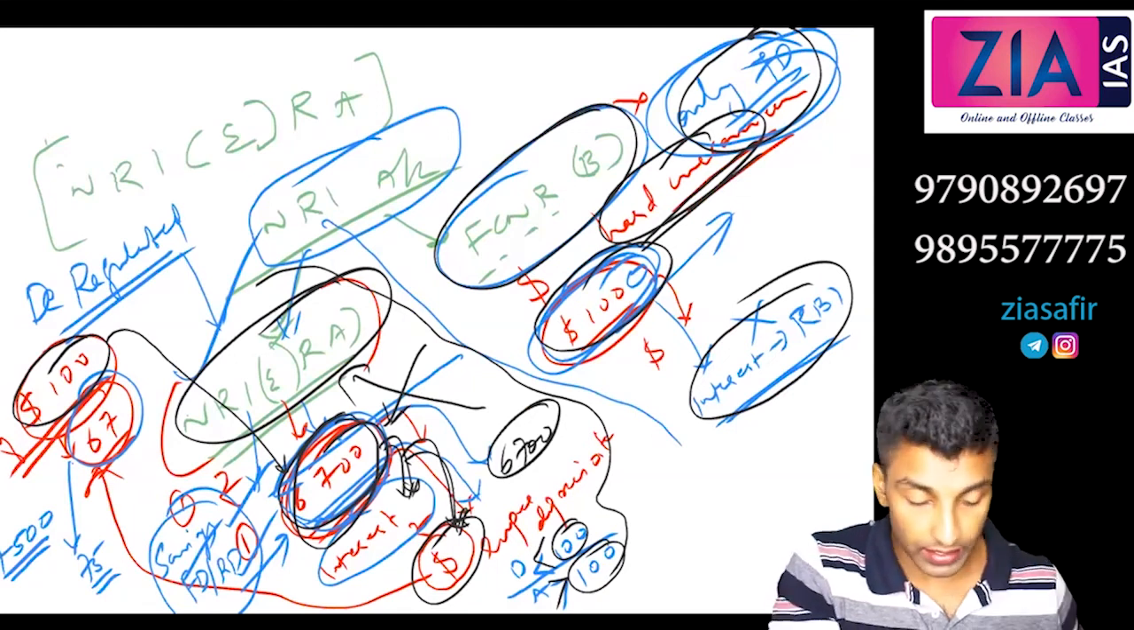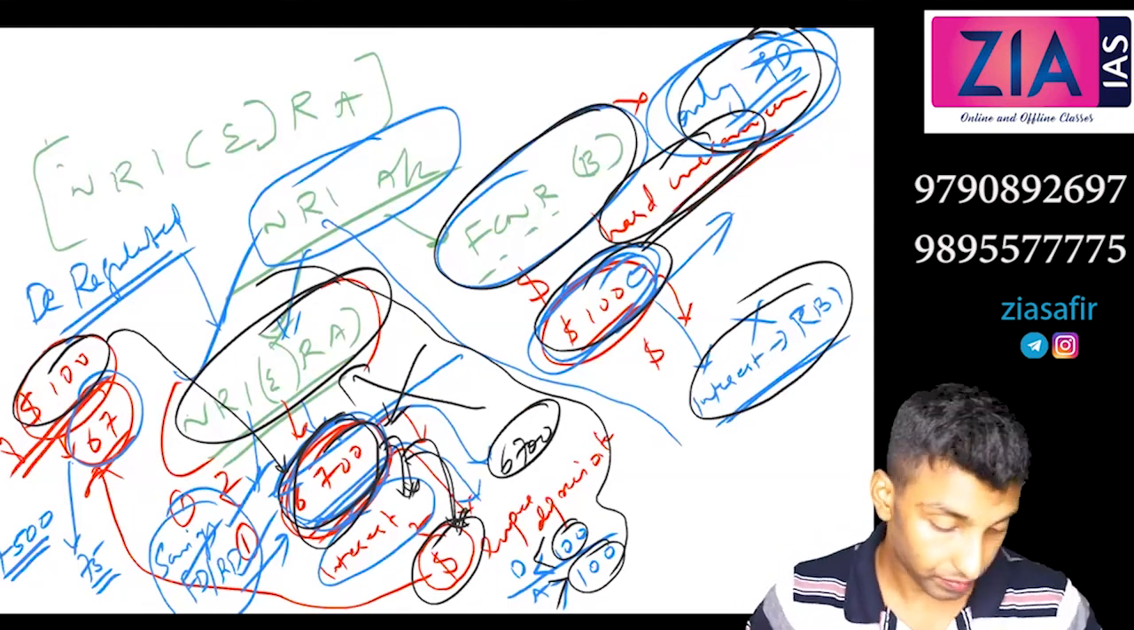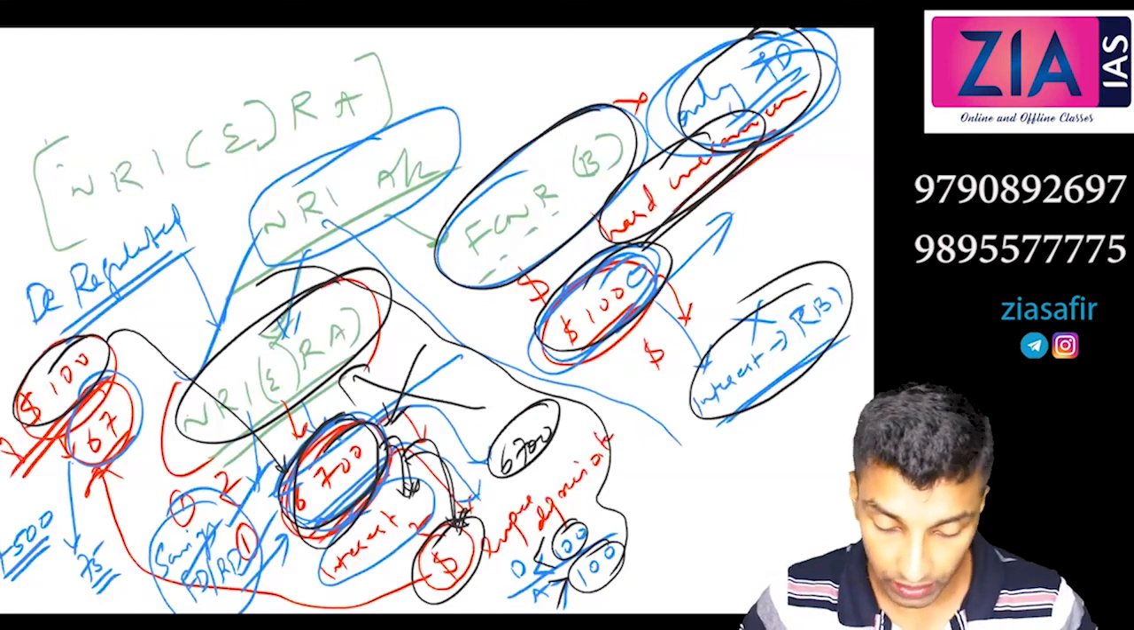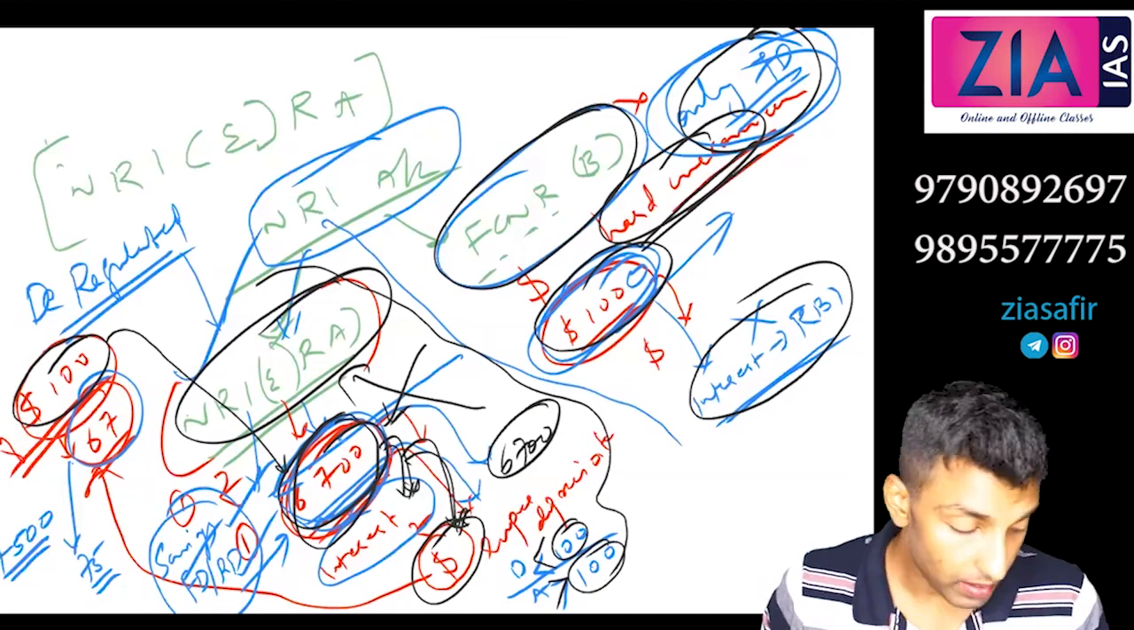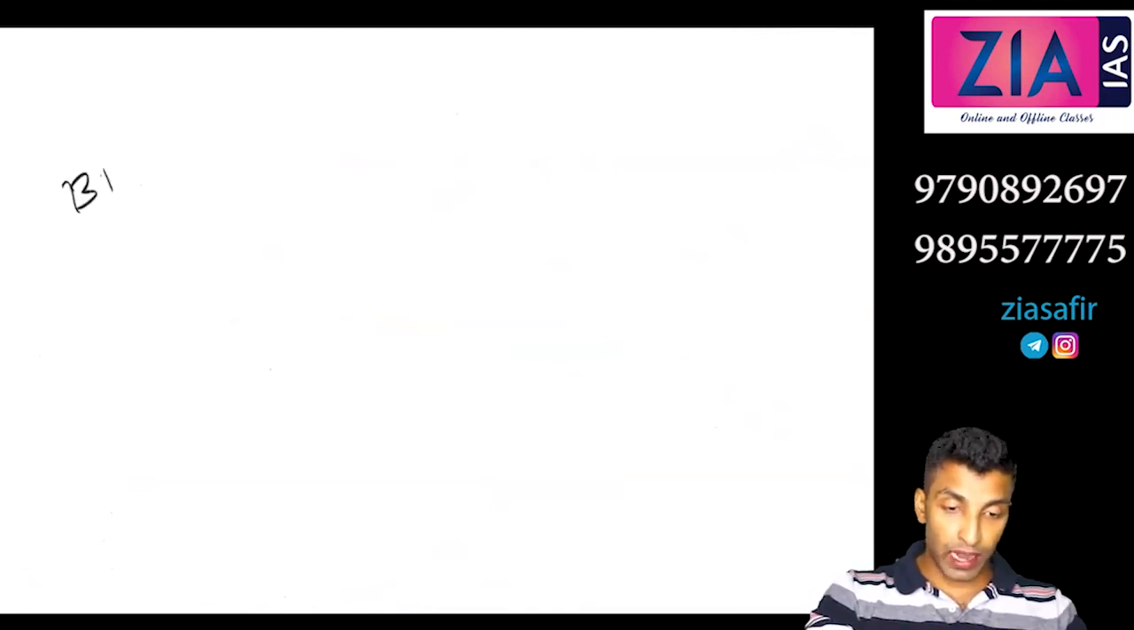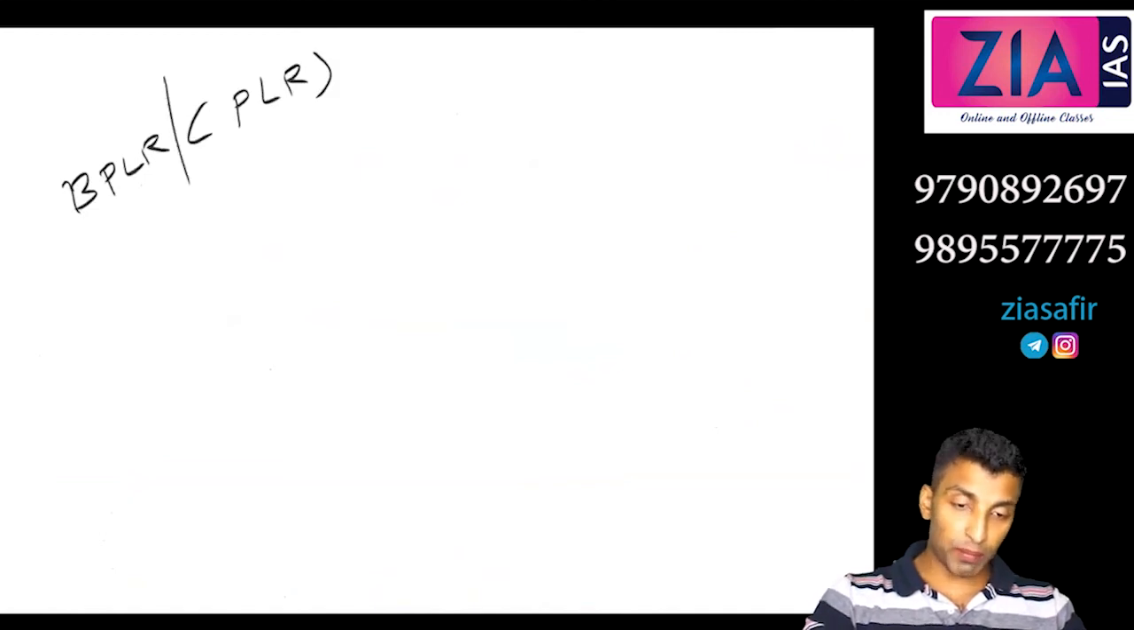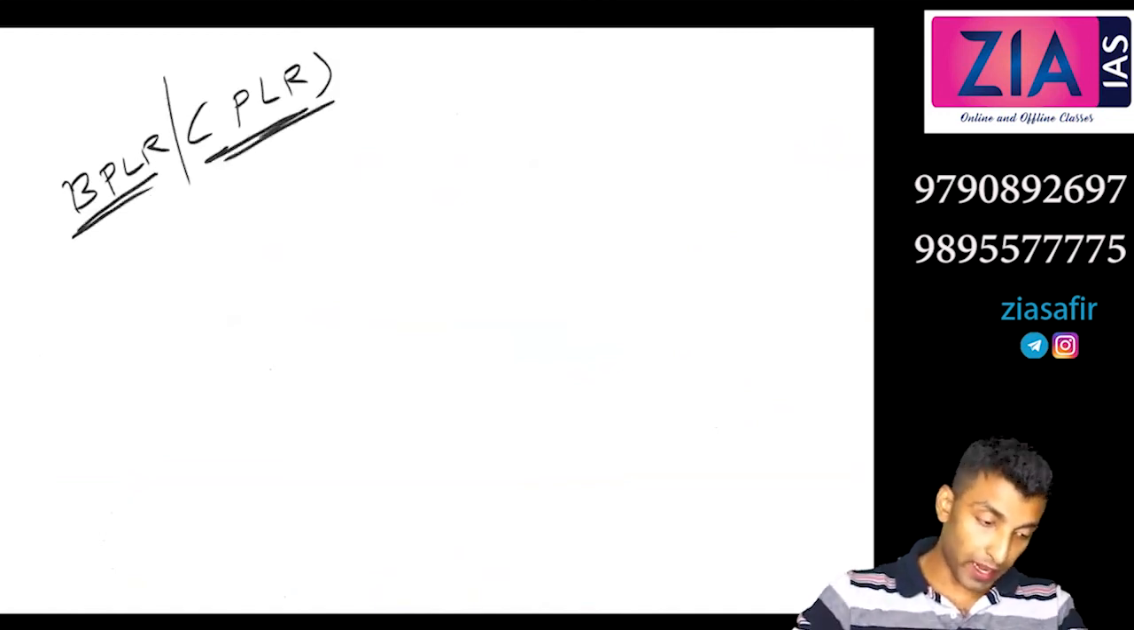RBI should deregulate interest rate. Under that you can write one more. 1, 2 you have written. Third one, RBI permitted banks to determine their own benchmark prime lending rate. Their own benchmark prime lending rates, BPLR or PLR. BPLR, benchmark prime lending rate or prime lending rate.